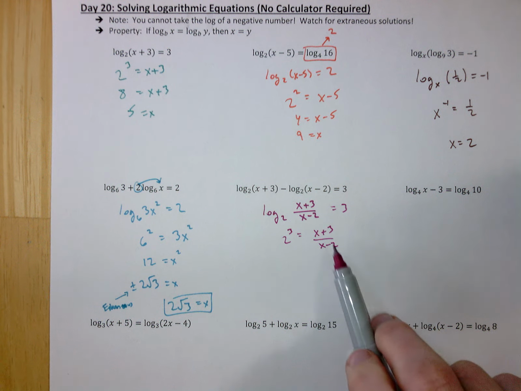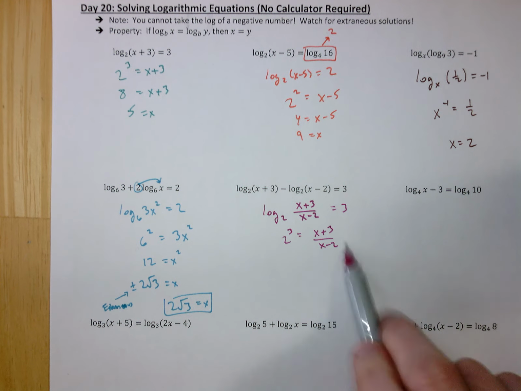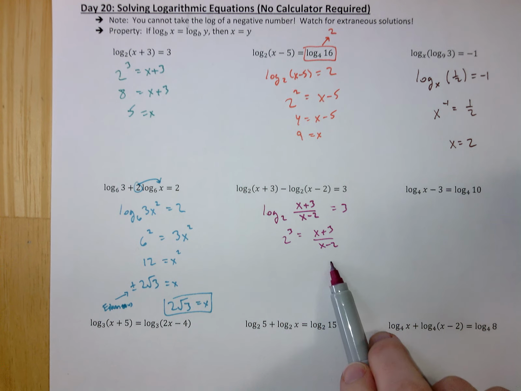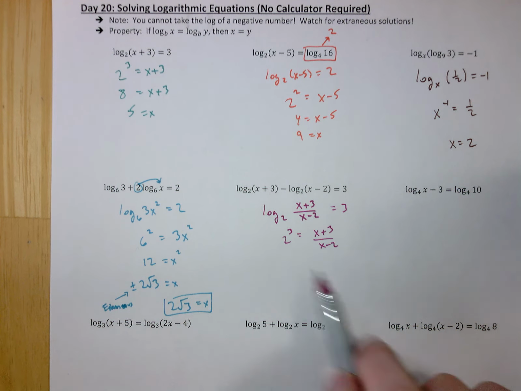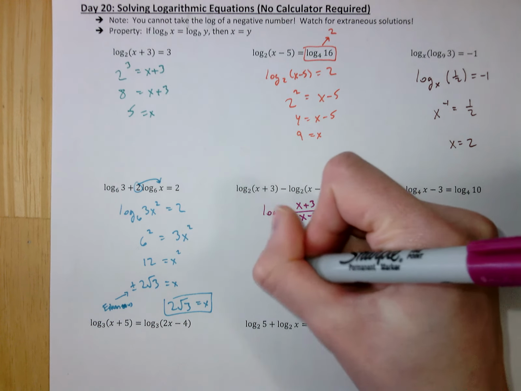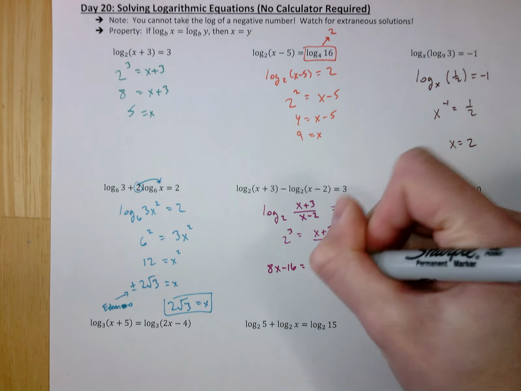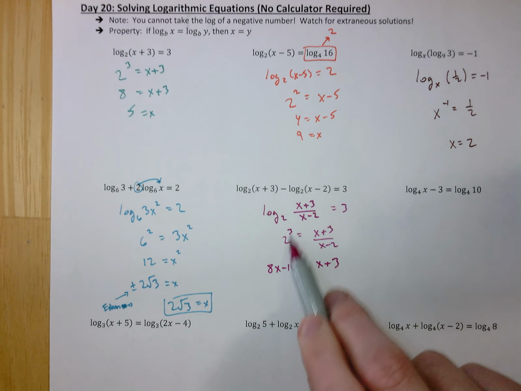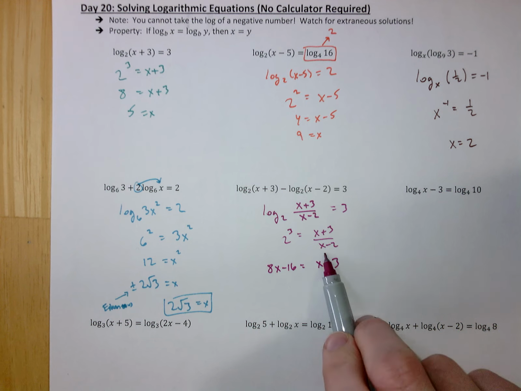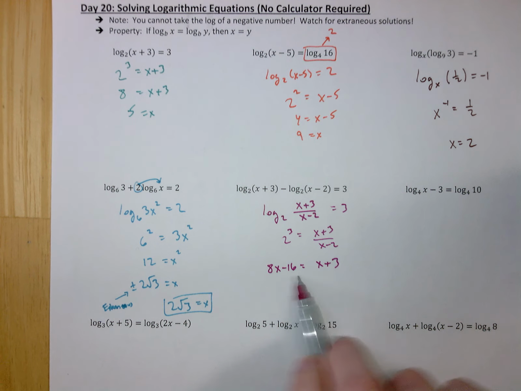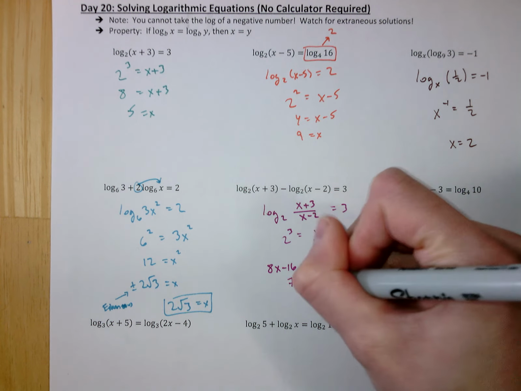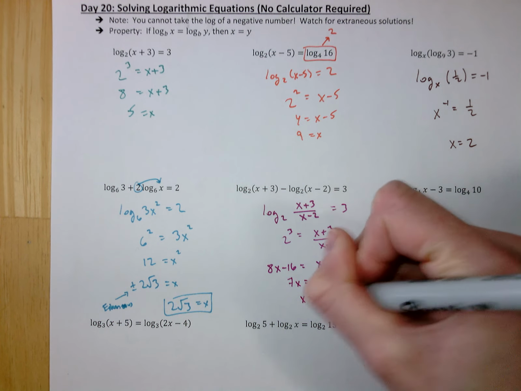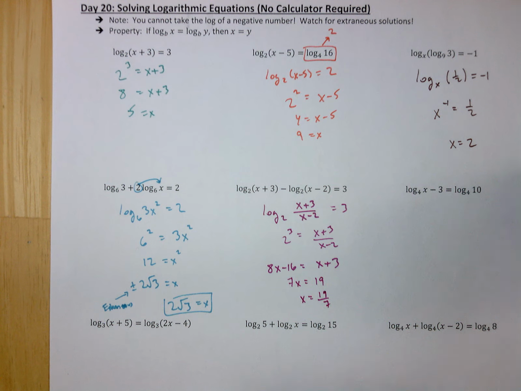All right, and now I want to solve this. So I'm going to multiply both sides of this equation by x minus 2 to clear out my fraction. And that's going to be an 8, right? So I'm going to distribute as I do this. So it's going to be 8x minus 16 equals x plus 3. So 2 to the 3rd was 8, and then I multiplied both sides by x minus 2. So 8 times x minus 2, that's where that came from. Cool, and then I've got a pretty easy solve from there. So 19 over 7 would be my final answer.